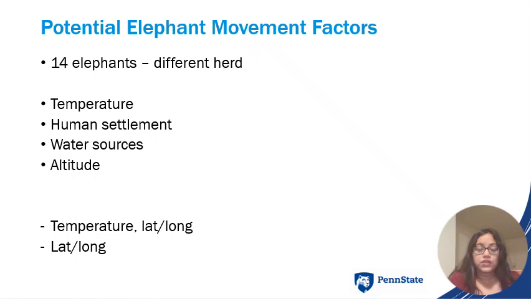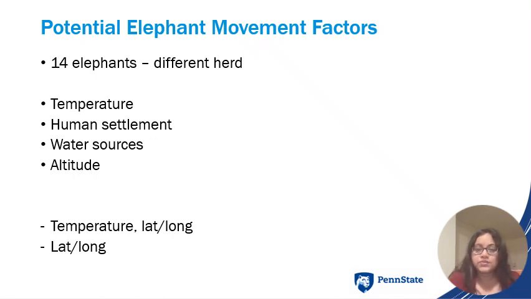In this paper, we examined various environmental and anthropogenic factors that influence the movement patterns of a specific group of 14 elephants from a distinct herd. Extreme temperature can influence where elephants choose to migrate, often moving to areas that offer a more moderate climate. The interplay of temperature and latitude and longitude can suggest how regional climates influence their paths.